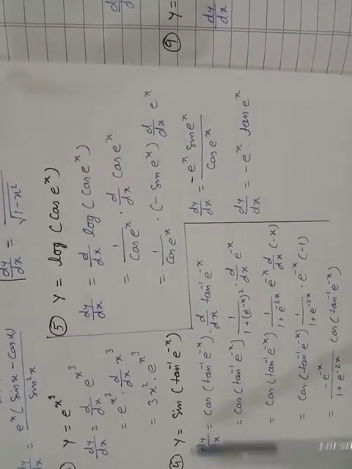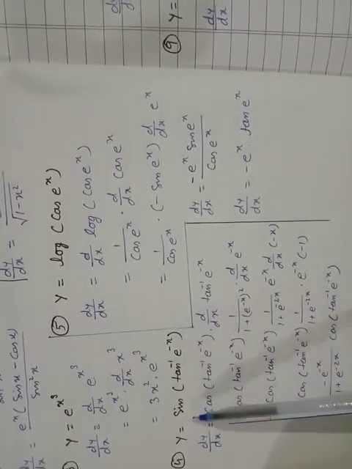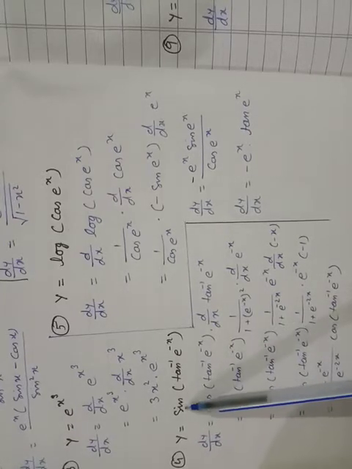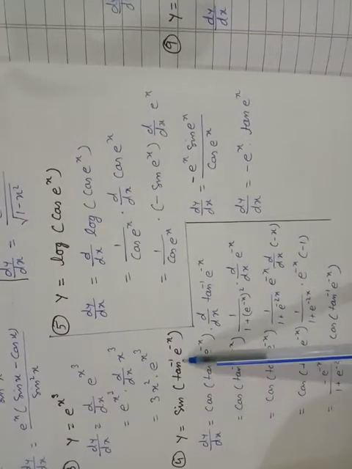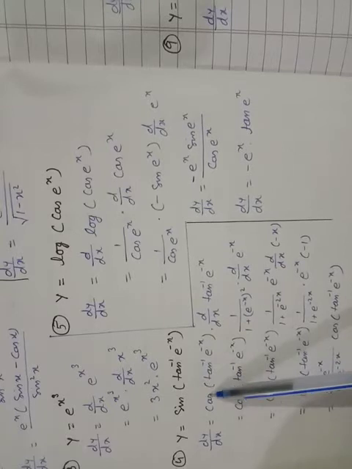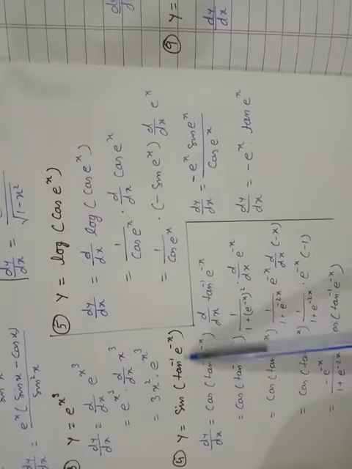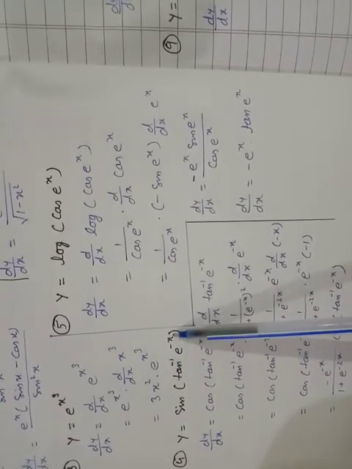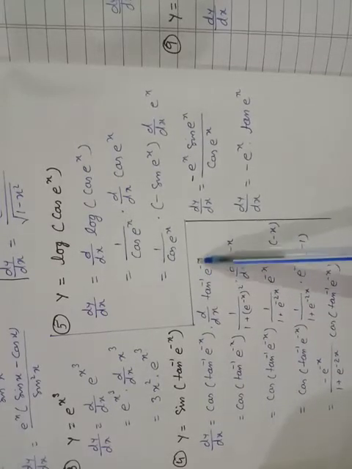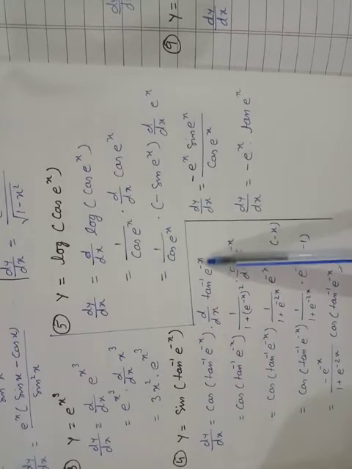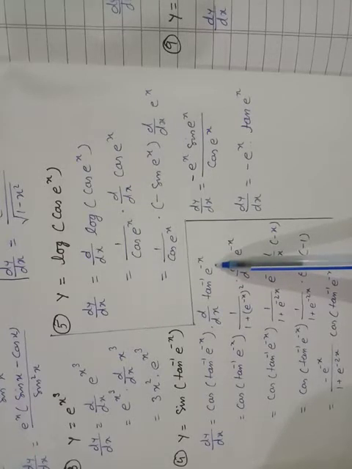Yes, y equal to sin tan inverse e to power minus x. So dy over dx: for sin, treat everything inside as theta. Sin theta, its derivative is cos theta. So cos of theta, where theta is tan inverse e to power minus x. And now we will differentiate this theta, tan inverse e to power minus x. Now this thing is just like an angle. Suppose this one is theta. So the derivative of tan inverse theta is 1 over 1 plus theta square.